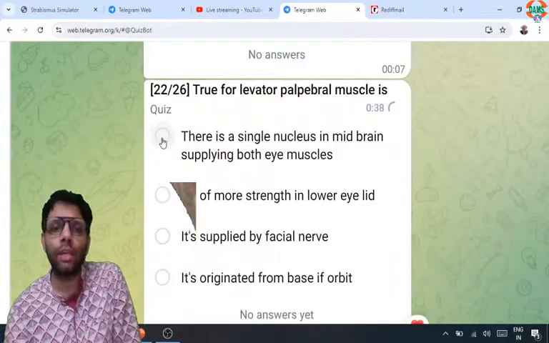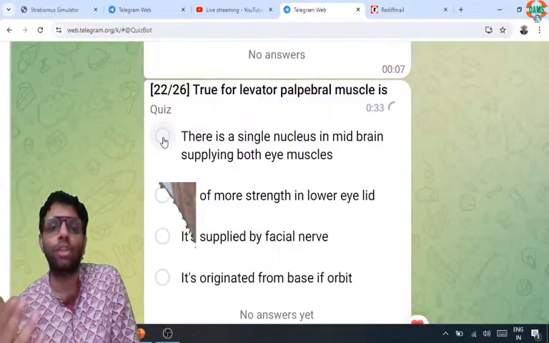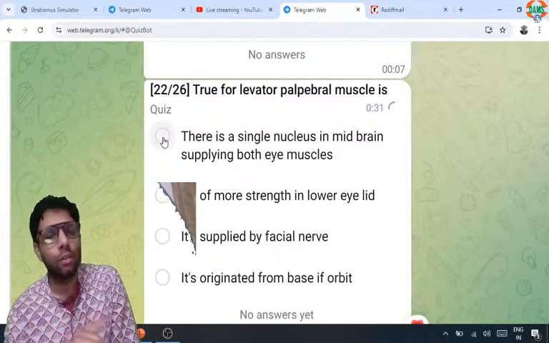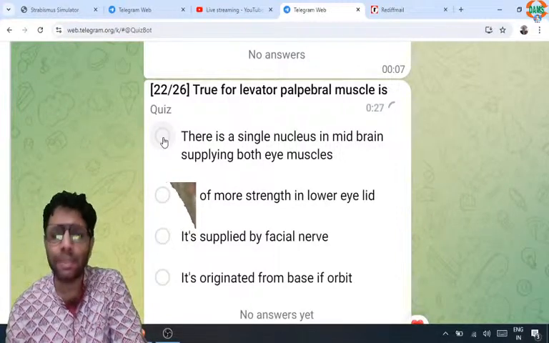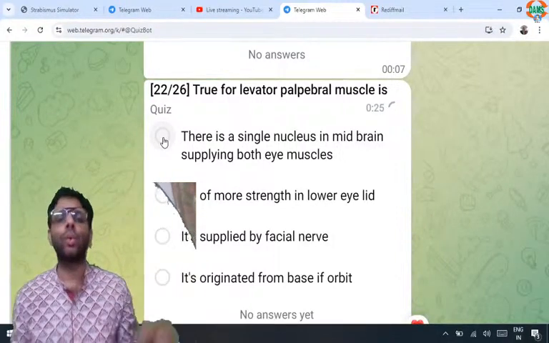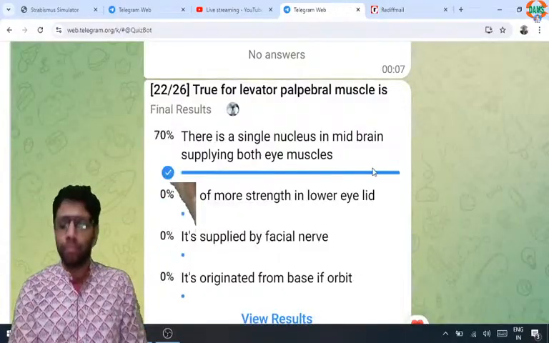Even if you don't know A, you can answer. MCQ is a game of 3. You should know correctly the three options, other three options, whether true or false. Fourth automatically becomes the answer. So LPS has a single nucleus. That's why in nuclear third nerve palsy, bilateral ptosis is there.